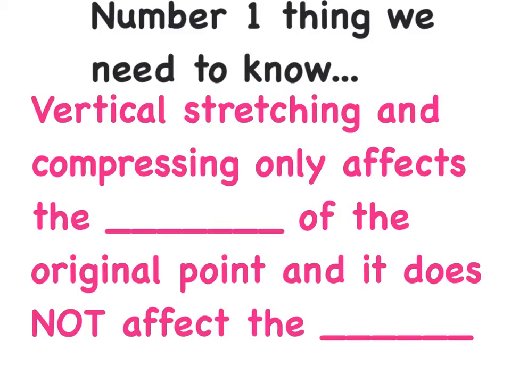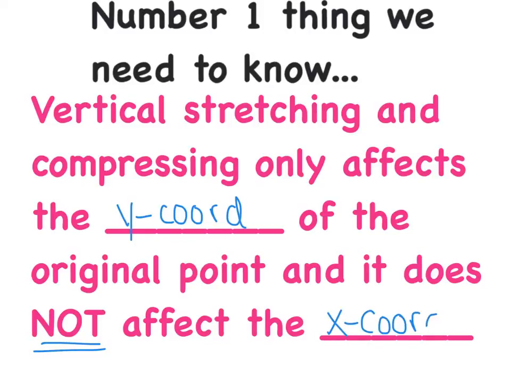Okay, so let's summarize everything we've done up to this point. Here's the number one thing we need to know, and I think this is really going to simplify everything for us going forward: vertical stretching and compression only affects the y coordinate of the original point, and it does not, I repeat, not affect the x coordinate. And just to convince yourself of that, you can go back and compare those tables of values we generated during the discovery exercise, and you'll notice how in those tables the x values stayed the same, but the y values either got doubled or cut in half.